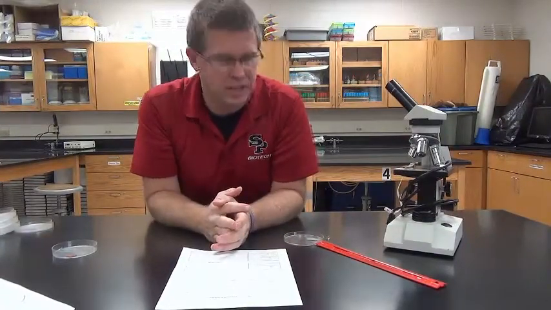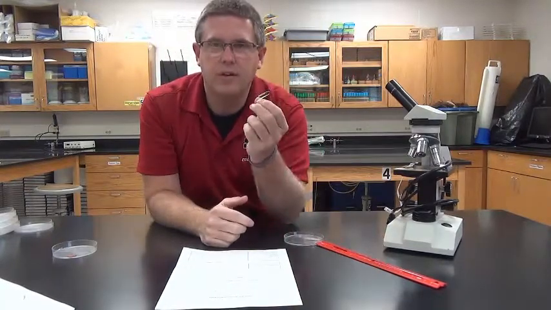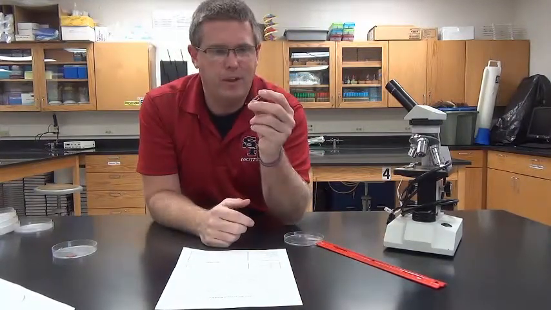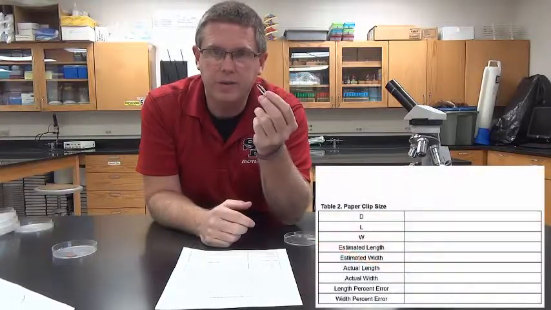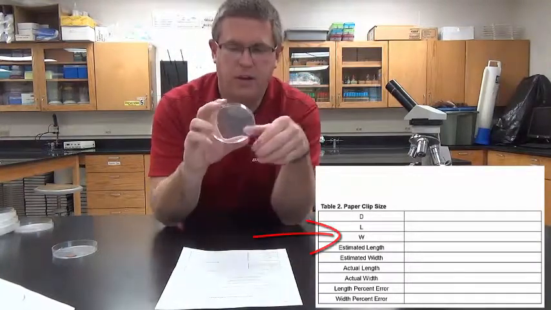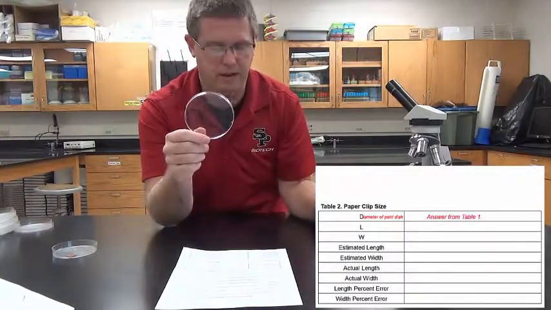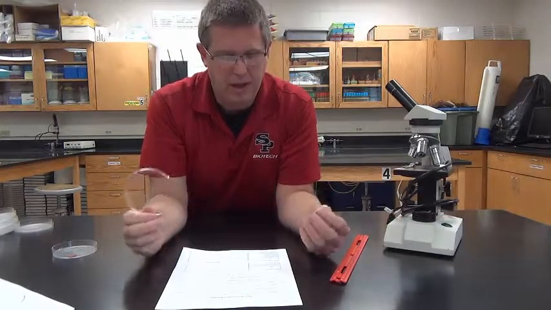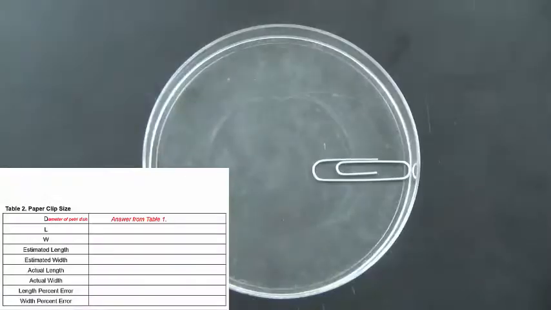All right, for data table number 2, we're going to try something a little bit different. This time, we're going to use the paper clip. The paper clip is not round like the penny, so we have a length and a width to deal with. That's L and W on your worksheet. To start with, I have D. D is still the same diameter of my dish, so I just copy that out of data table 1 and put it in table 2. L and W are my best guesses, using my scientific eye.